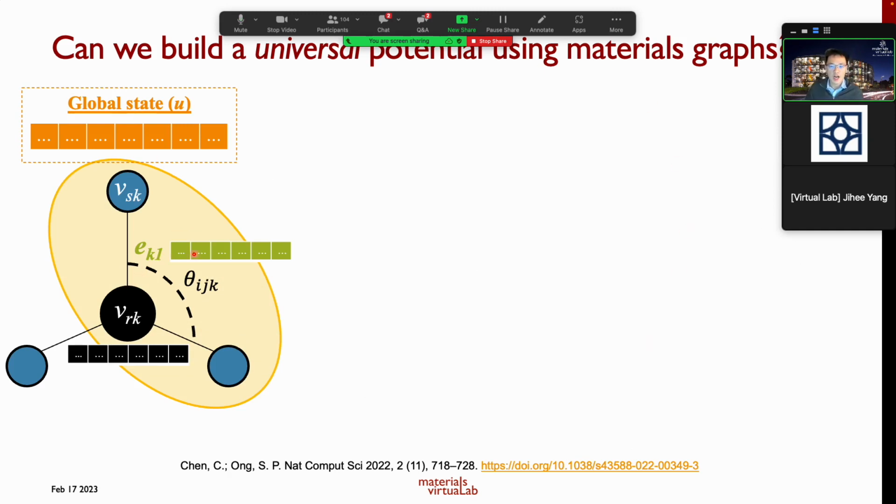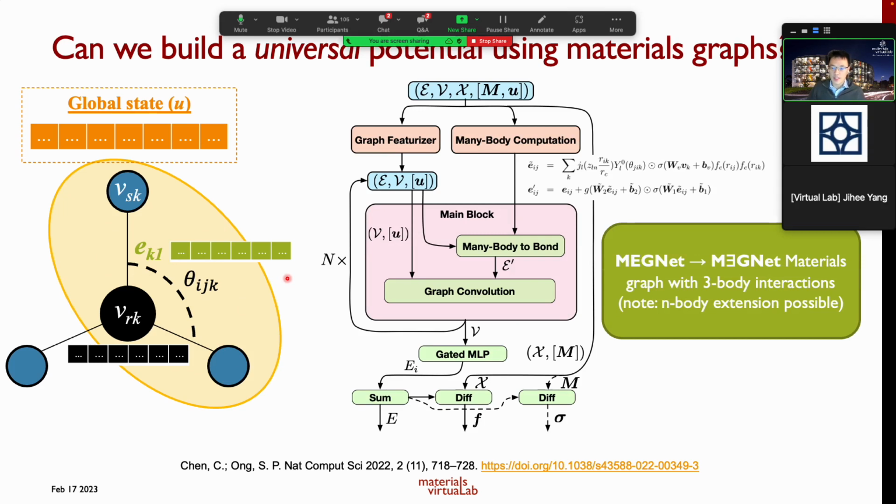Instead of just doing our message passing, we implement a scheme where we consider every set of 3 atoms, okay? And we then expand that interaction in terms of spherical harmonics, and what we get is this new architecture which we call M3GNet. Basically, all that we did is to invert this E to become a 3. Okay, it stands for materials graph with 3-body interactions.